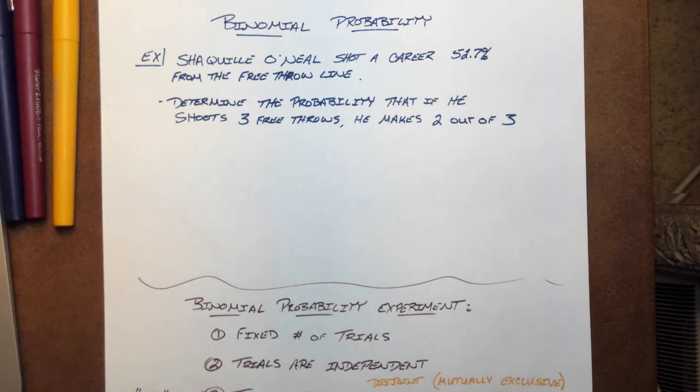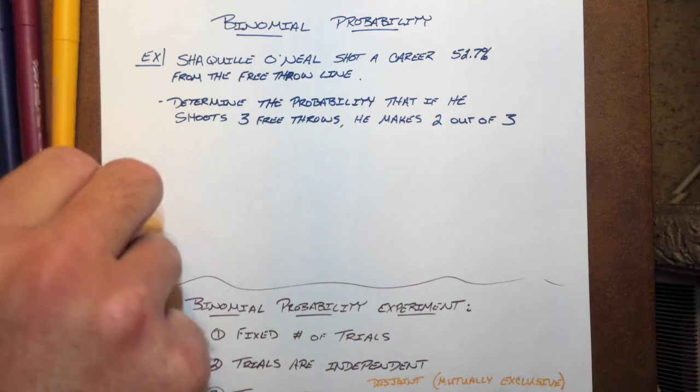All right, let's talk some stats here. Chapter 6, section 2, binomial probability. As many of you should remember, binomial means 2. So let's talk right through an example right off the bat and go this route with it.